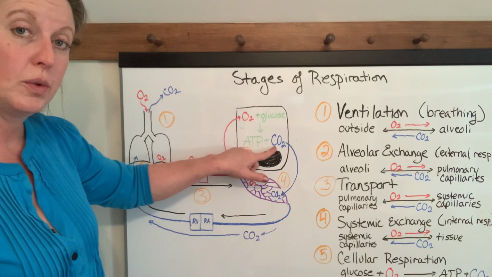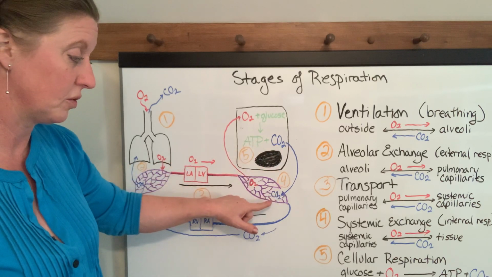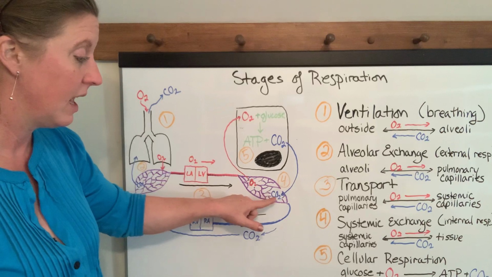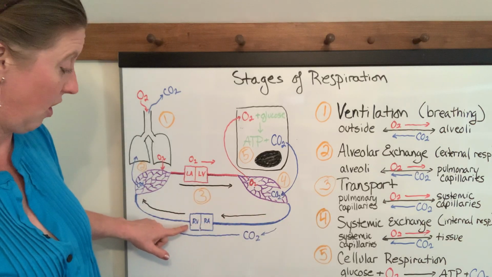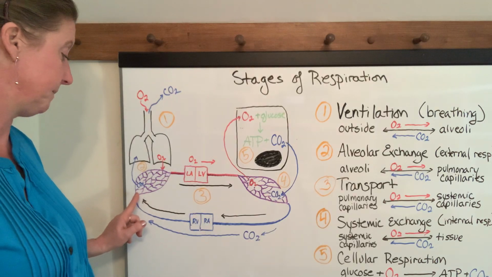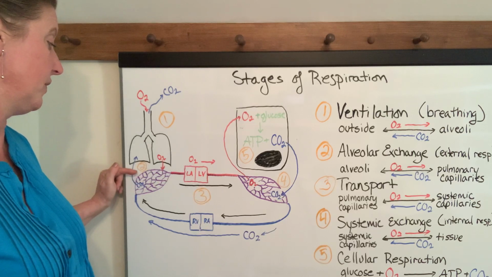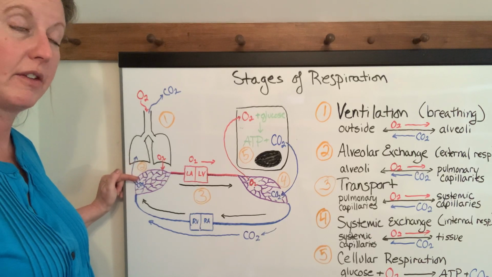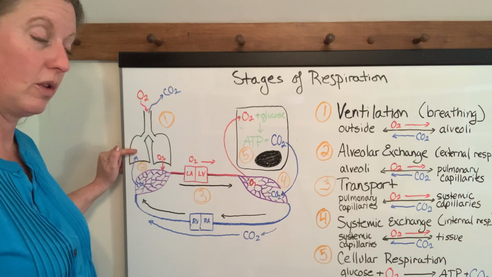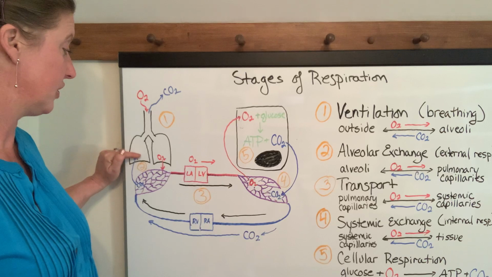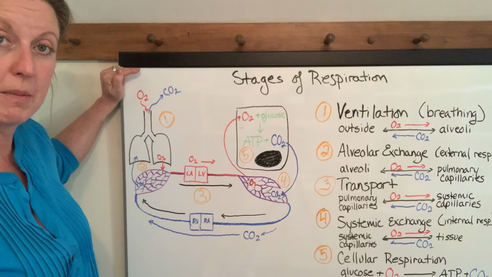Now, CO2 is formed in that process. CO2 diffuses from the cell to the tissue to the systemic capillary. Then it is transported through systemic veins to the right side of the heart and then to the pulmonary artery. And when it reaches the pulmonary capillaries, CO2 diffuses out of the pulmonary capillaries across the alveolar wall into the alveoli. And finally, ventilation moves the CO2-rich air out to the outside of the body.